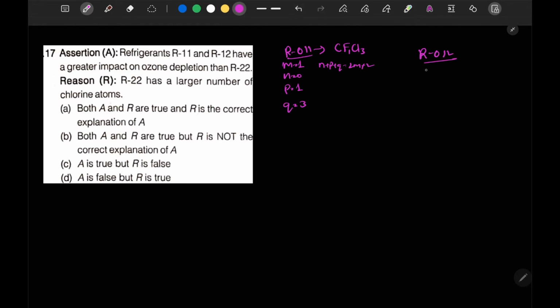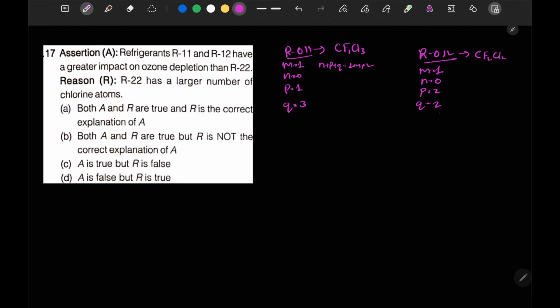If we talk about R12, we get M is equal to 1, N is equal to 0, and P is equal to 2. Hence the value of Q is equal to 2, using the same formula. So for R12 the formula is CF2Cl2.